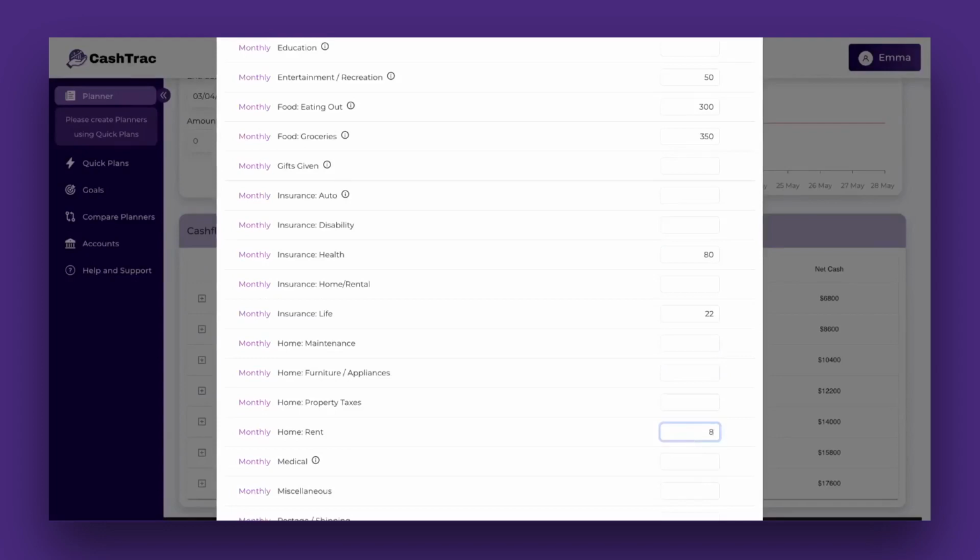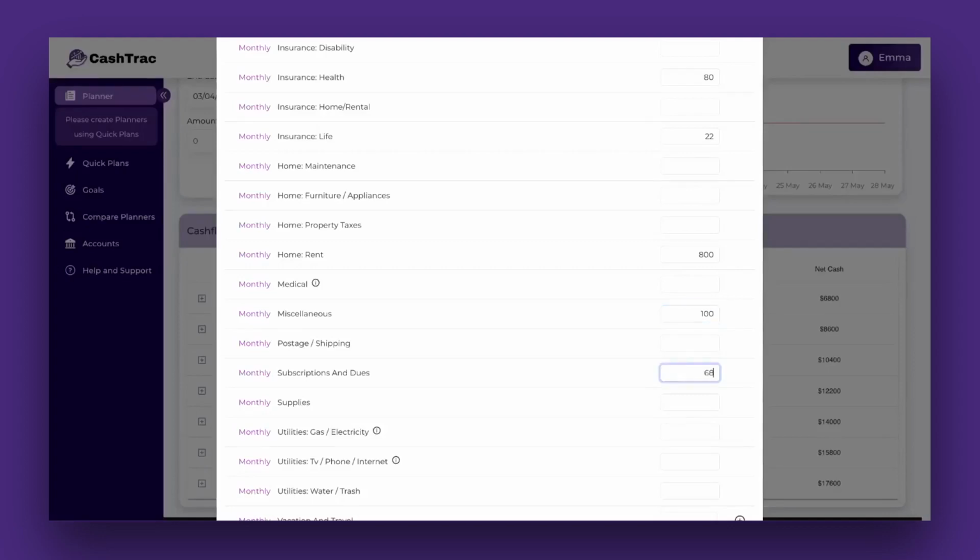Emma proceeds to input her rent. She then considers miscellaneous expenses, setting aside $100 for it. Emma then accounts for subscriptions and dues.